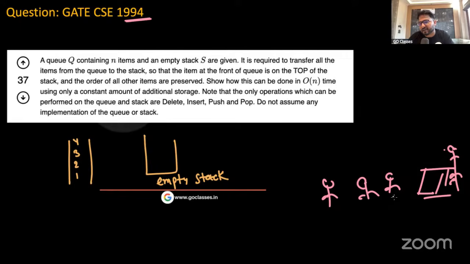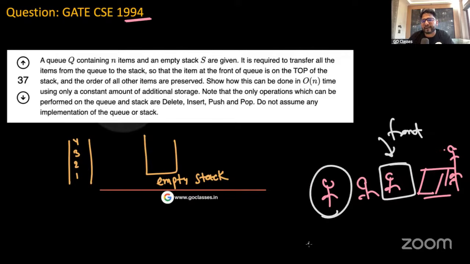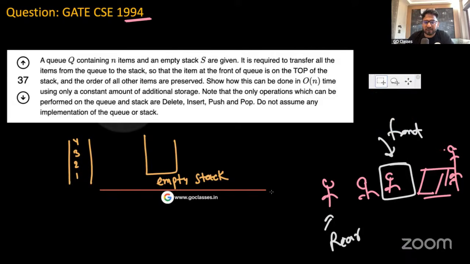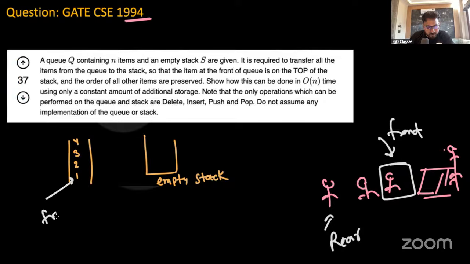If three persons are at this counter like this, then obviously this person is at the front, and this person is at the back, which we also call the rear. Whoever got inserted first is at the front. This is the general terminology: this we will be calling front, and this we will be calling rear.